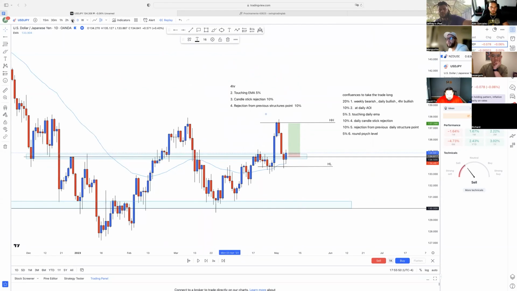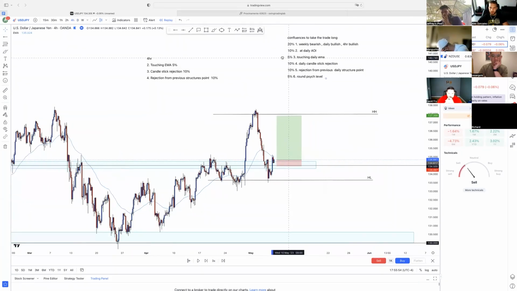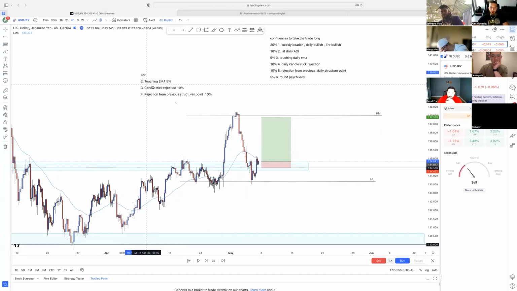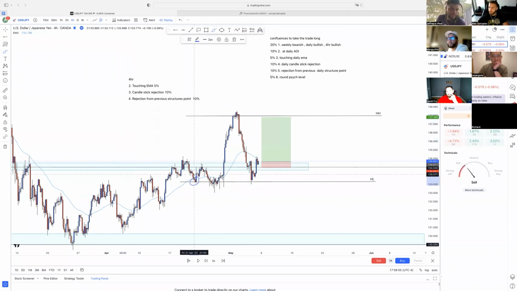So now this is where we would go down to the 4-hour, and in the 4-hour, this is where we start adding things up. So are we touching the EMA? We are touching it, but not how we want it. We want to have it under. We want to have it like this, because if we're buying, we want it to be under, right? So for this case, this cancels out. Do we have a candlestick rejection? At the time when I took the trade, it did have it. So let's just count this as yes.